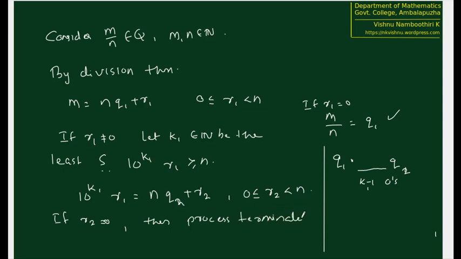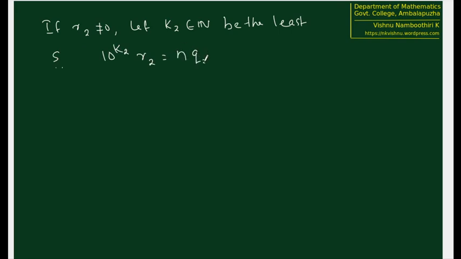No more further division is required, because we have the decimal representation q1.000..., with k1 minus 1 zeros, and then q2. If r2 is not equal to 0, then we need to continue this process. If r2 is equal to 0, we stop here. If r2 is not equal to 0, let k2 belonging to the natural numbers be the least such that 10 raised to k2 times r2 equals n q3 plus r3, where again 0 is less than or equal to r3, which is less than n.